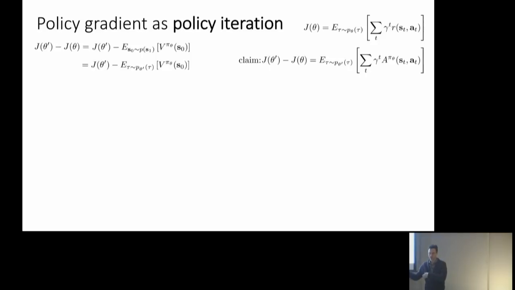So all policies will have the same initial state distribution, so I can put in p theta prime of tau in here. I could also put in p theta of tau or p of any policy of tau, right? So any choice here is fine, and I'm going to choose to put in p theta prime of tau.